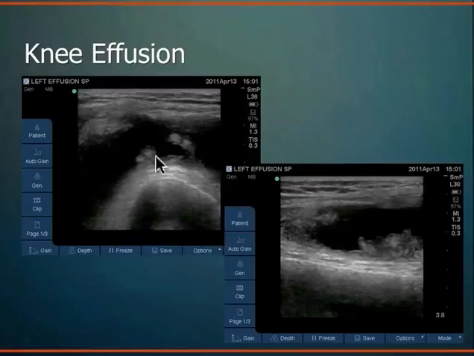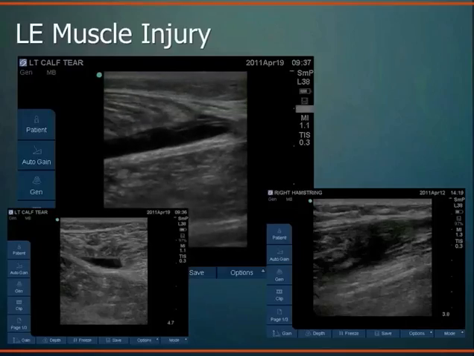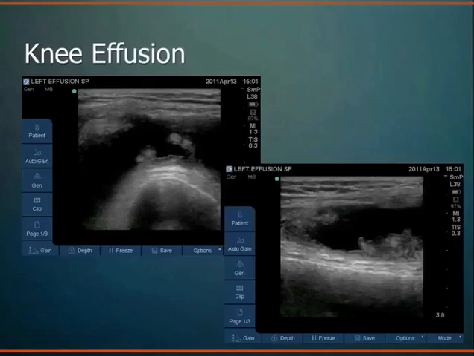Long axis view, axial view. This is the femur right here, hyperechoic line. Incredibly common. I see these all the time in the emergency department. Effusions, yeah. And what's nice is, when you're aspirating, not all of them are straightforward.